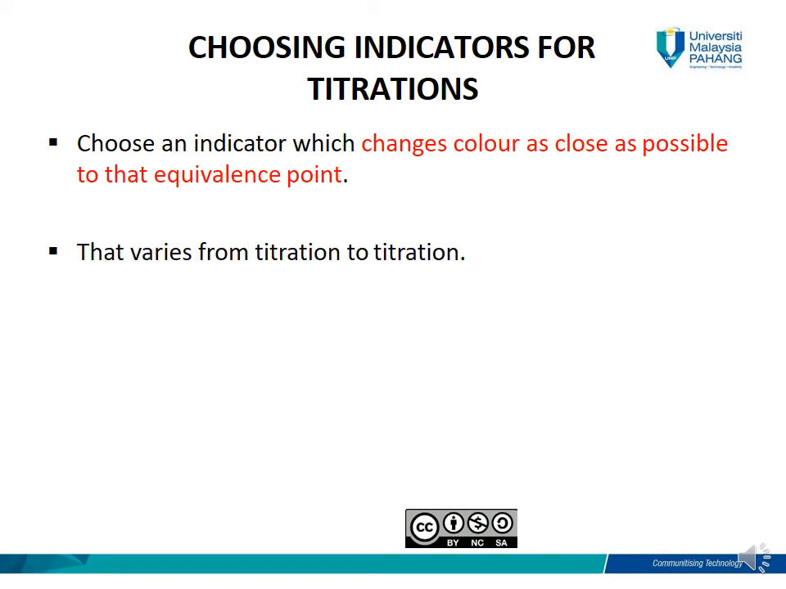Now we are going to choose the best indicator for titration. So what are the criteria you should know in order to choose the indicator? It is better if we can choose an indicator that shows very clear color changes, so that we can estimate the endpoint very clearly.